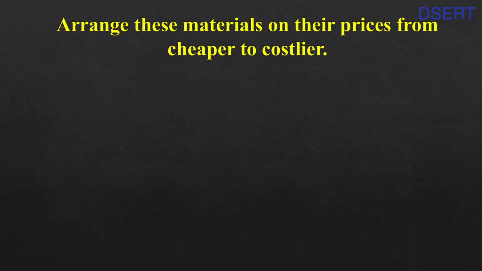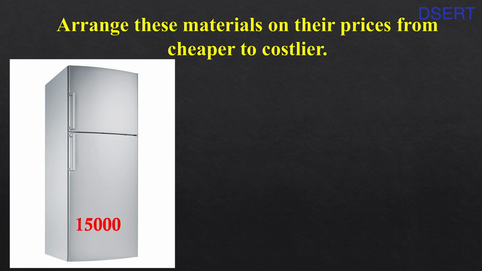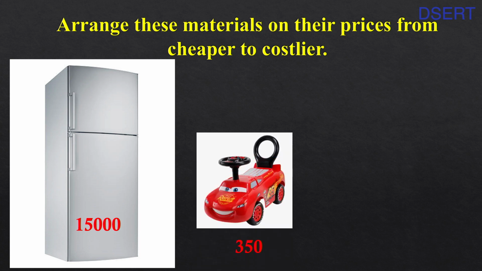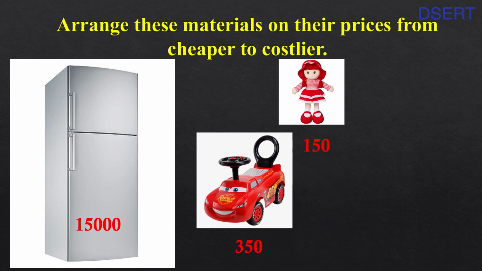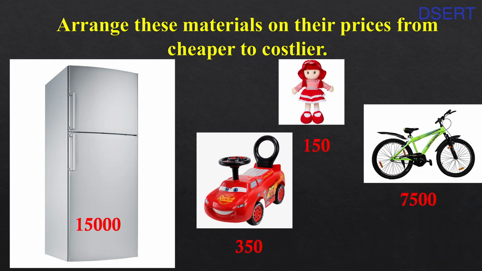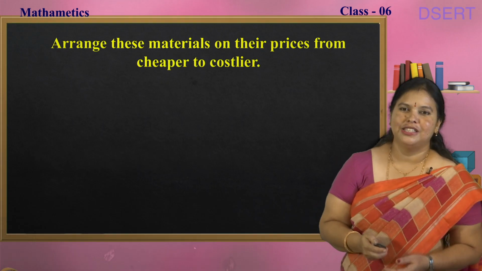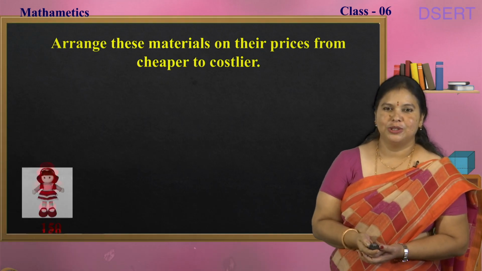Very good, children. Arrange these materials on their prices from cheaper to costlier. I have given here a fridge for 15,000 and a toy car for 350 rupees and a cute doll for 150 rupees and a bicycle for 7,500 rupees. You have to compare the prices and you have to put the cheaper one in the first place. Arrange these materials on their prices from cheaper to costlier.